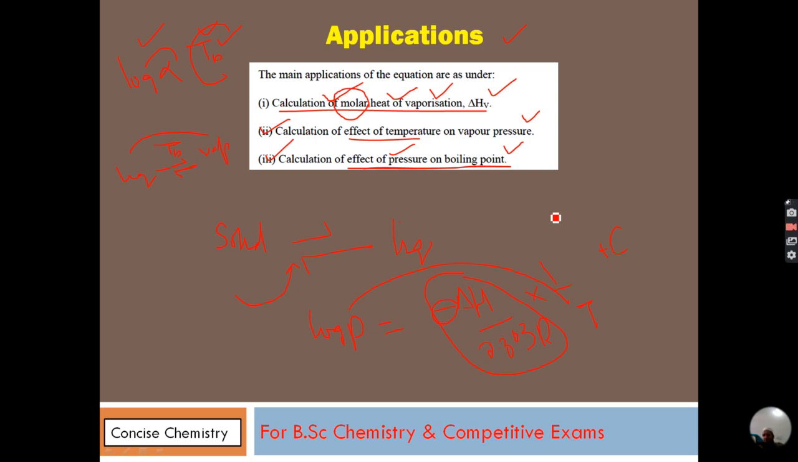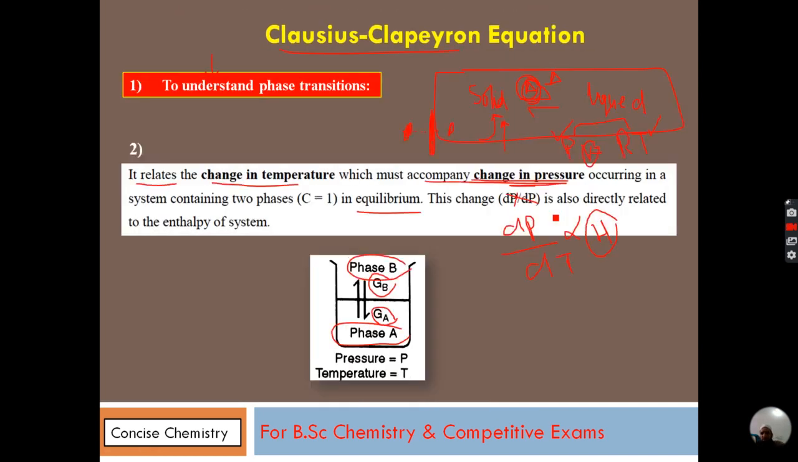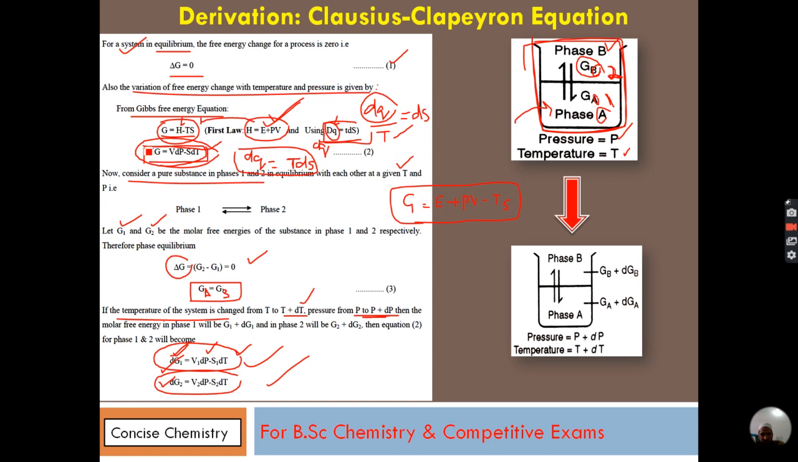So this is all about today's class. We'll go back. What we have first done is: what do you mean by the Clausius Clapeyron equation? It is used to understand phase transitions. It relates the change in temperature with the change in pressure and also with the enthalpy of the system. Then for the derivation we use dG = VdP - SdT. You can remember this very important relation, where dG is the change in free energy, V is the volume, dP is the change in pressure, S is the entropy, and dT is the change in temperature.